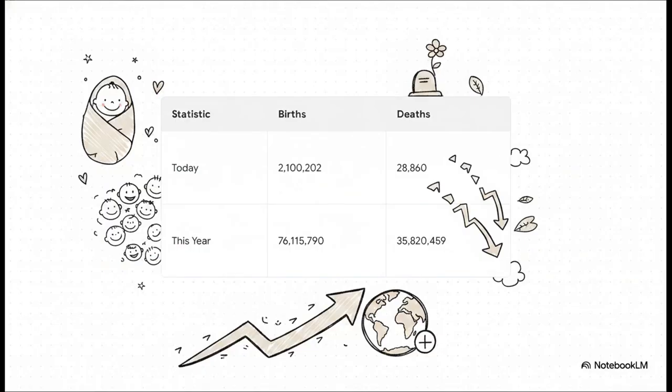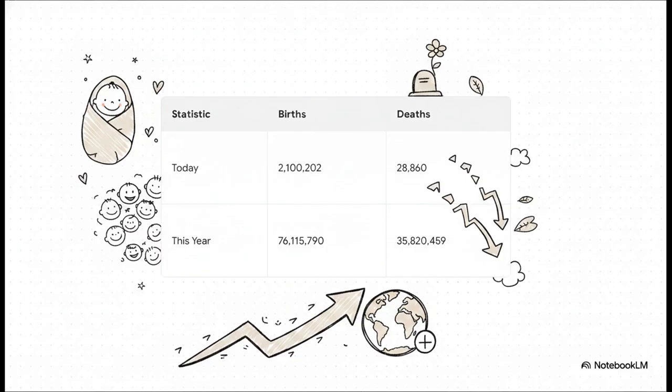So think of this as our very first observation point out in the wild. Every ecosystem has inputs and outputs. For us, the inputs are the births. We're talking over 2 million babies born today alone, and well over 76 million so far this year. Now, the outputs, the deaths, are sitting at just under 29,000 today and almost 36 million this year.